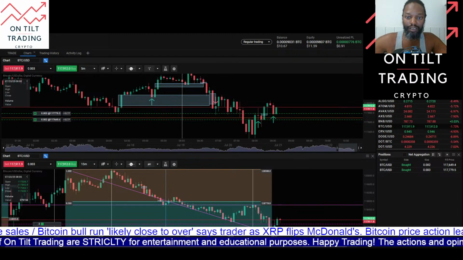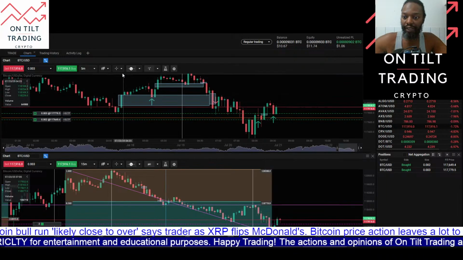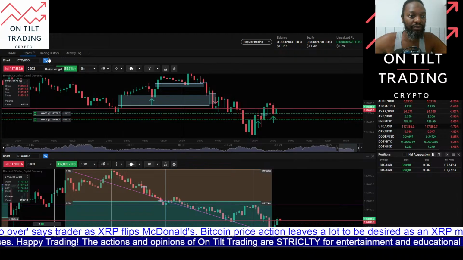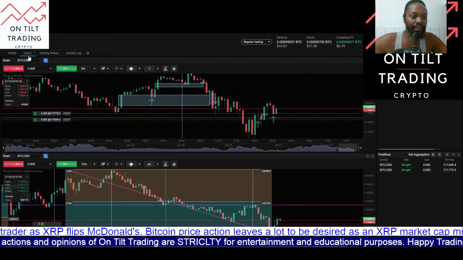Let's see, what time was the add? Still getting some buy side delivery here. Price consolidating near 117,900 right now. It's got the entry at 834.